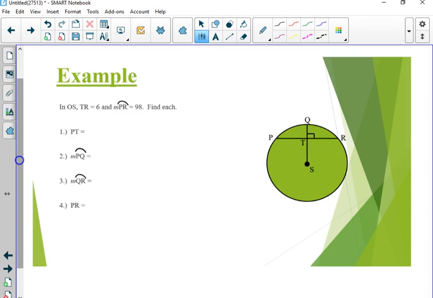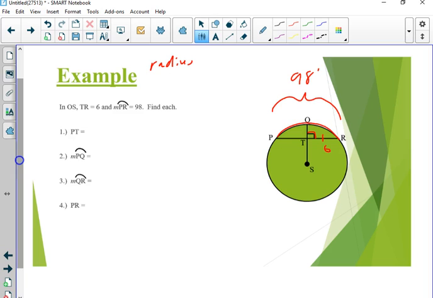Okay, in circle S, TR is 6. So this piece right here is 6. PR is 98. So this whole thing is 98 degrees. Find the missing pieces. Well, I put the hash mark because since we have a 90-degree angle right here, the chord OS is perpendicular. I'm sorry, radius. I'm going to write that out.